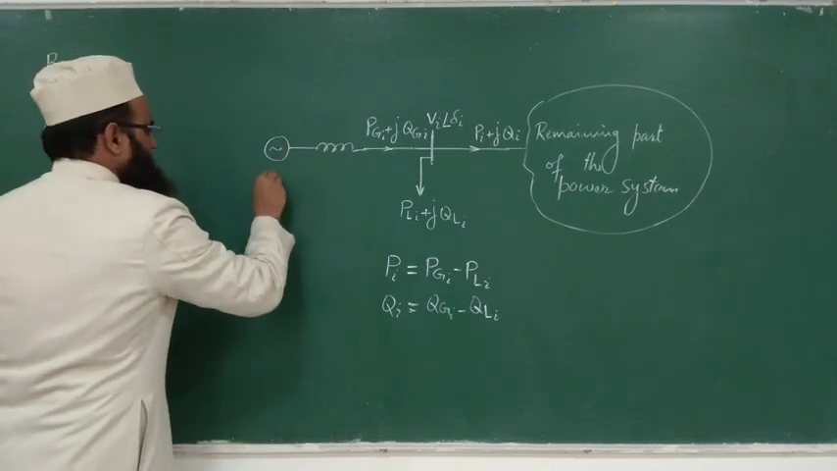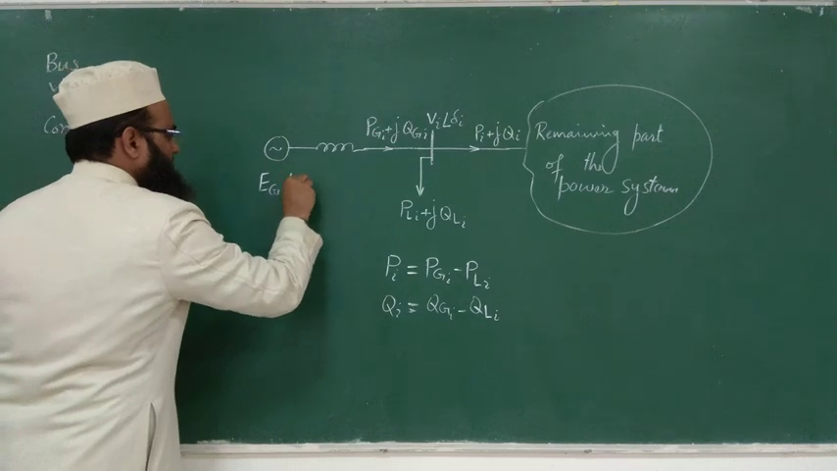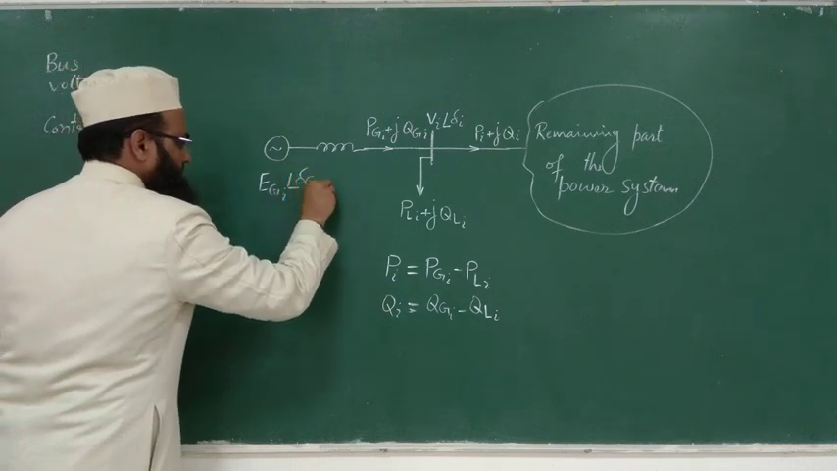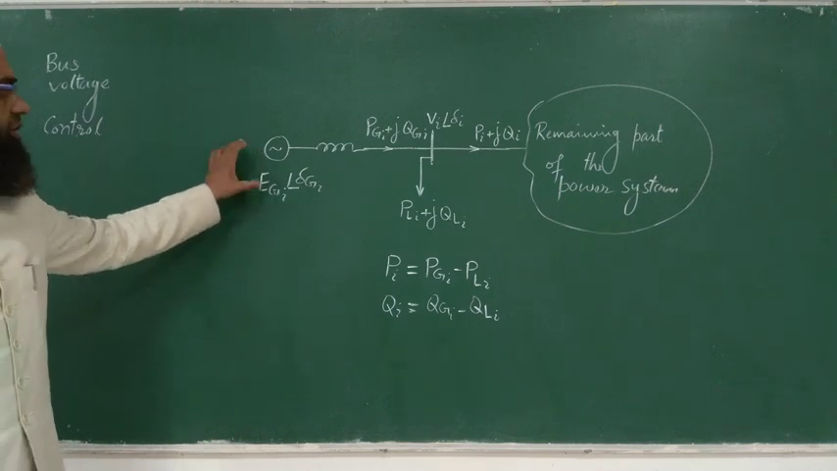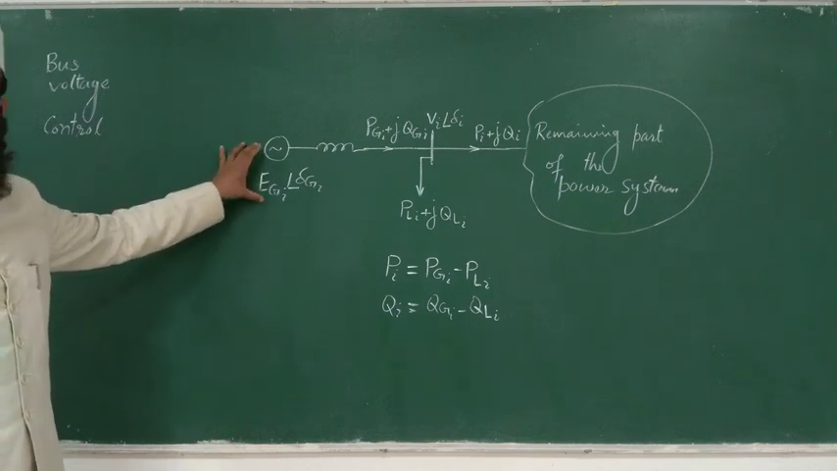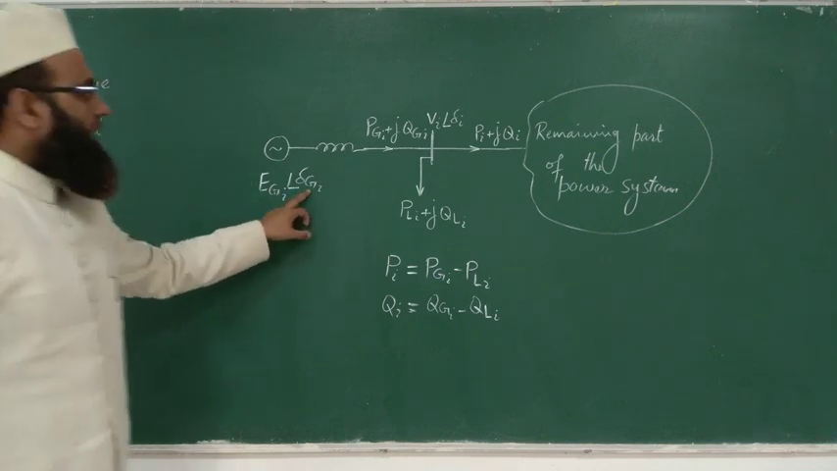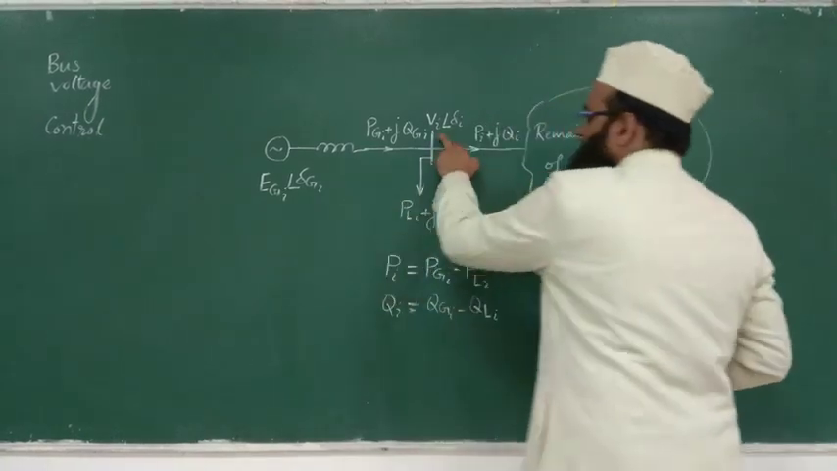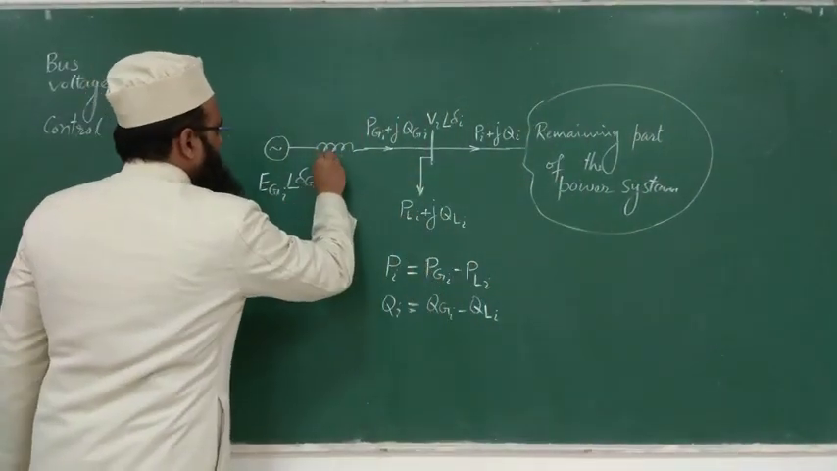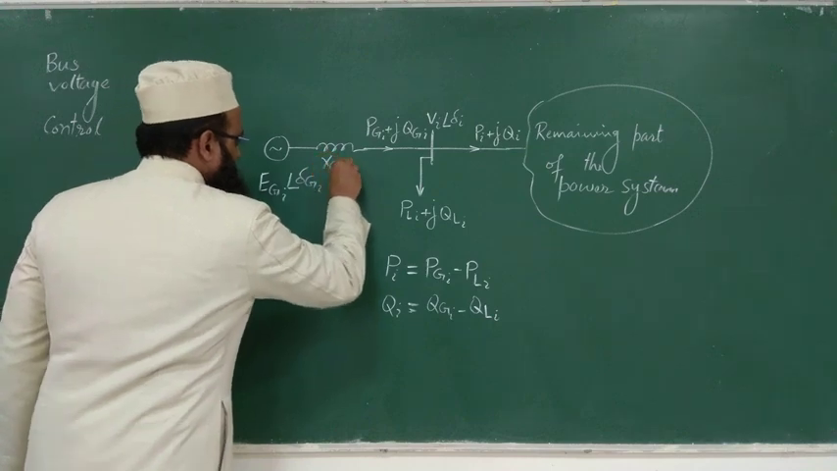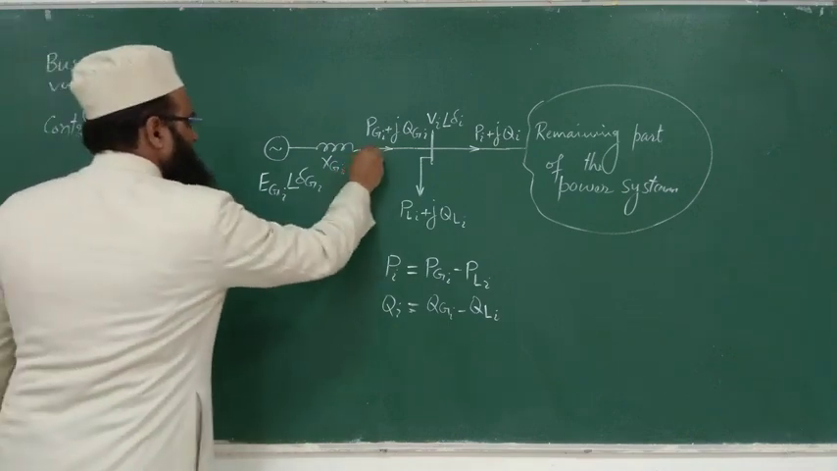Let this be EGi angle delta Gi. The voltage phasor here, you are aware of that. The generated EMF here is represented by EGi with angle delta Gi, and at this bus the voltage is Vi angle delta i. So let us denote this reactance by XGi for the generator connected at the ith bus. So this part is for the generator.